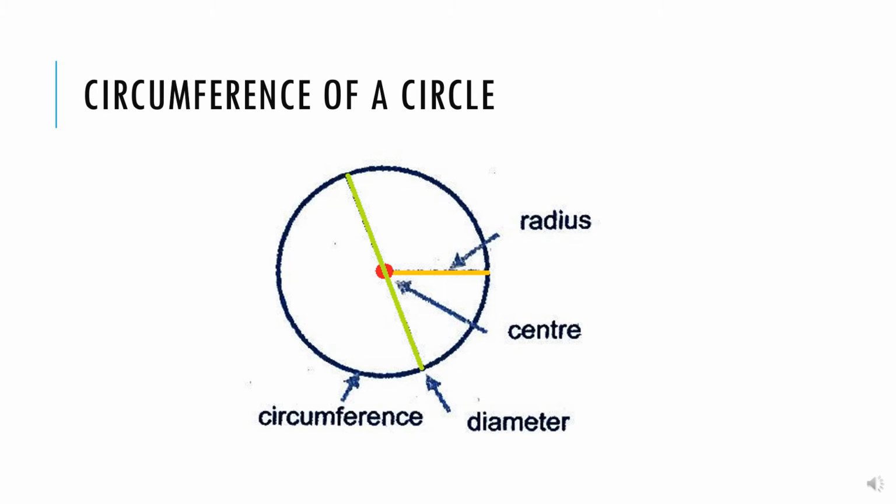So you'll find that the diameter is equal to 2 times the radius. Or we could also say the radius is the diameter divided by 2. And then we find the circumference, which is that outer boundary of the circle, which makes the shape of a circle.